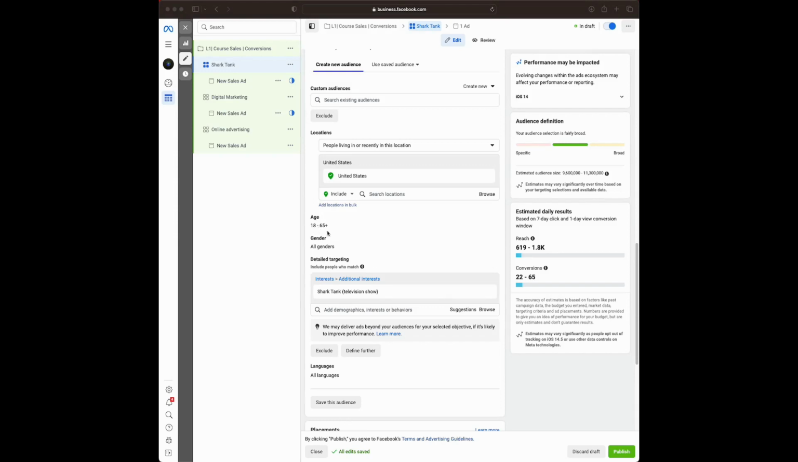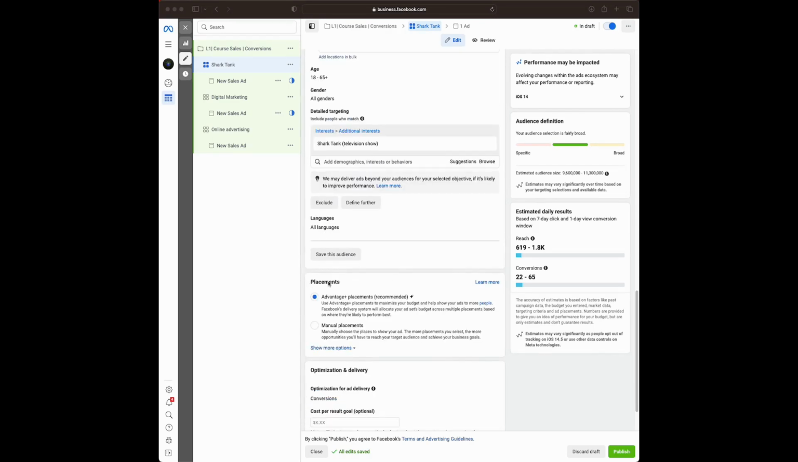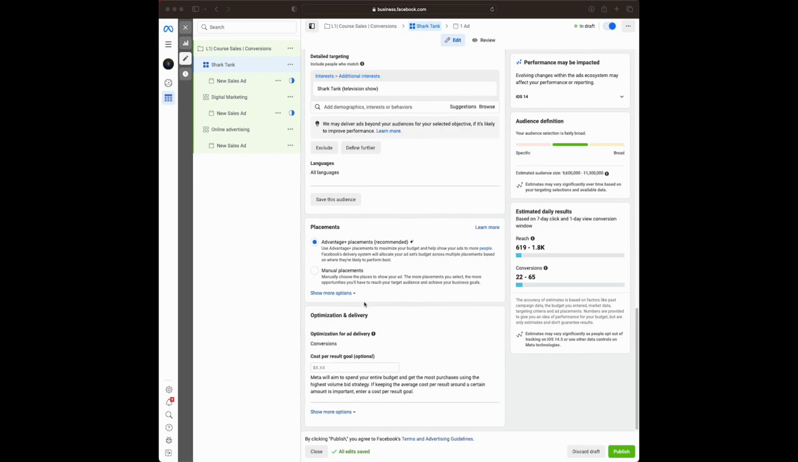Whatever age range you want to select, I recommend you just leave this blank for now, get some data, and then you can refine that age. Same thing with the gender. And going down to placements, we're going to select Advantage plus placements. And yep, now we're going to go down to the ad level, right?